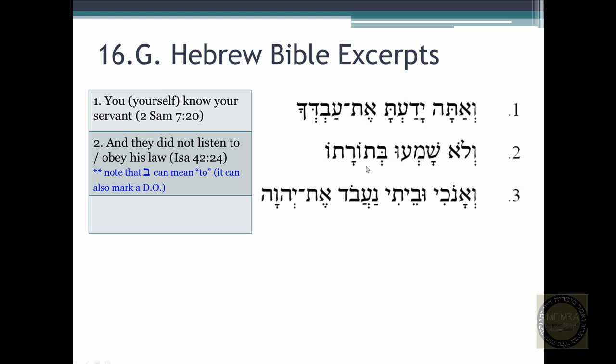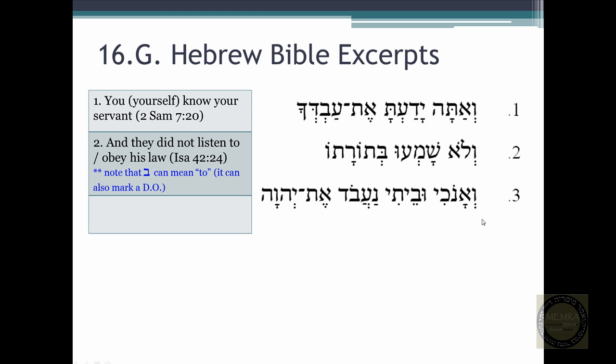betorato, his law. Now, I have a note here about the bet right here on this form. It can mean to, so you could have listened to, even though you probably memorized this vocab word as to hear to. Kind of awkward, but just remember in English it could be listened to. Also, bet can, and often does after verbs of speaking or listening, also mark a direct object. So the bet here could function just like our direct object marker, et. I don't know if Futato really explains that to you, but I thought I would throw that in.